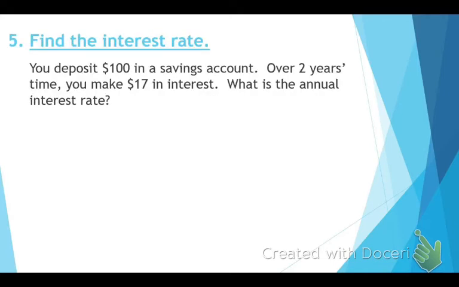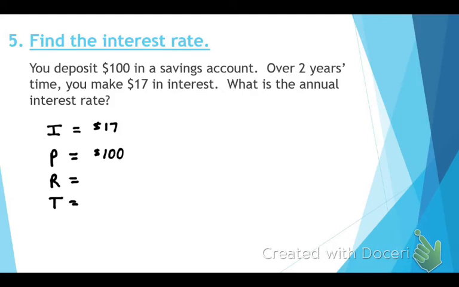All right, for the next one, you deposit $100 into a savings account, and over 2 years' time, you make $17 in interest. What is the annual interest rate? Okay, don't erase your boards yet. For this problem, we need to find the I, P, R, and T. What does the I stand for? Interest. What's our interest? $17. What's the P stand for? Principal. What is the principal? $100. That's their starting amount that they put into their savings account.